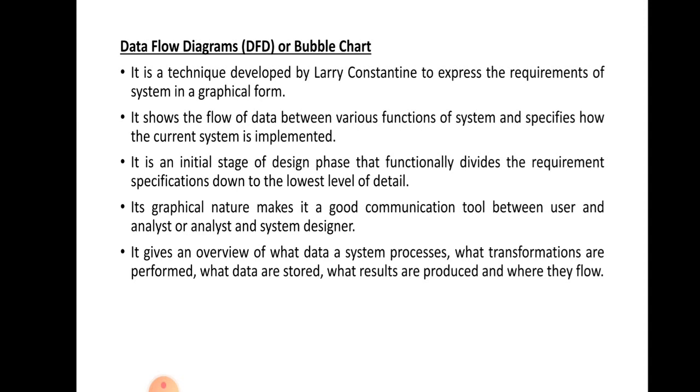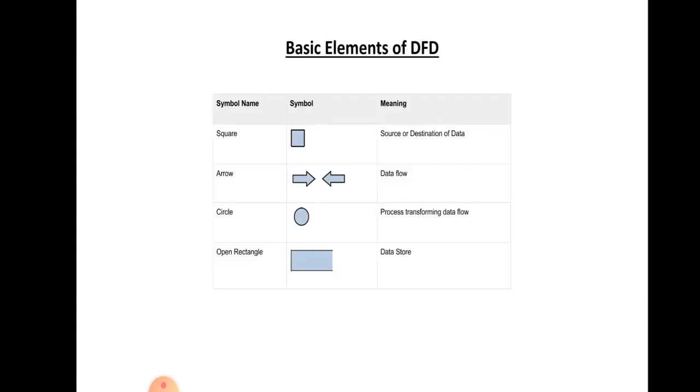Its graphical nature makes it good for communication with the user, and it gives an overview of what the system processes, what transactions are to be done, what types of data are to be stored, what results are produced by the particular system, and what the flow of data to be analyzed is. So these are the concepts covered in the data flow diagram, which is also called a bubble chart.